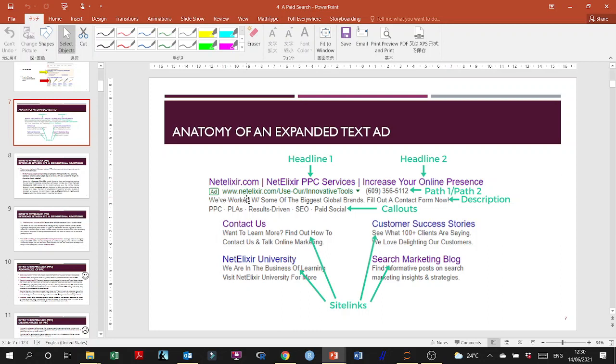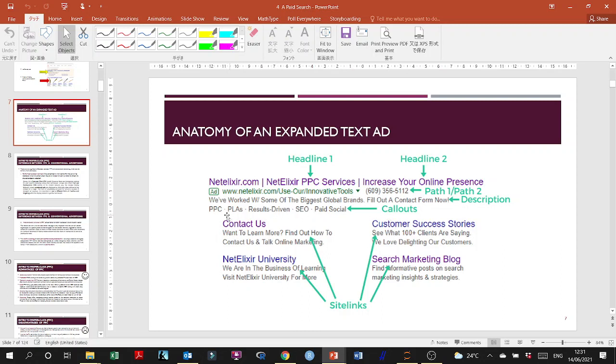Also over here we have the path. So it is very important that we have our path optimized and written in a very user-friendly manner. Over here we have the text or the description. The description should have a call to action. So over here they're just saying we've worked with some of the biggest global brands. Now is the call to action: fill out a contact form now. So this is a call to action.